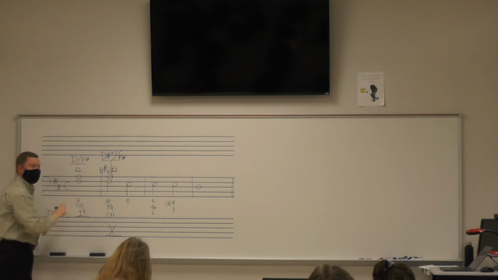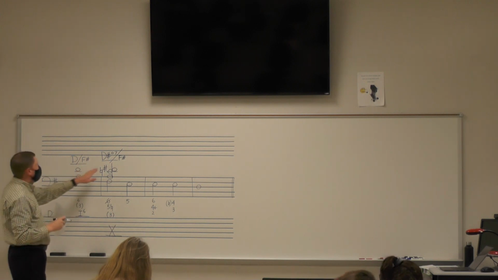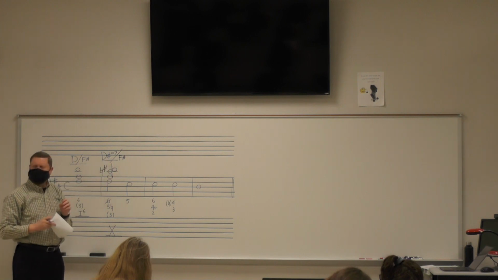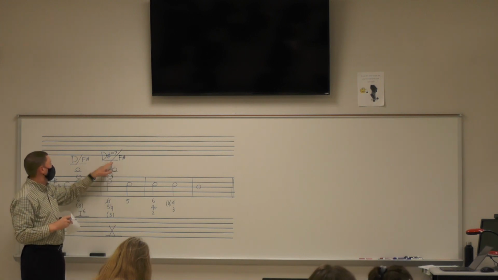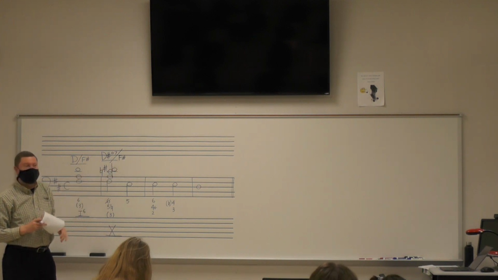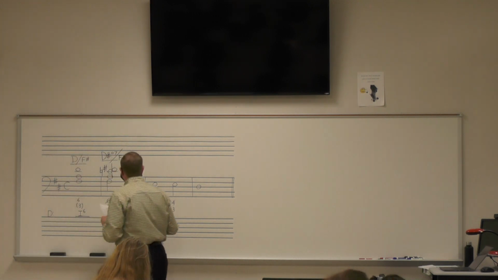Because remember, F is sharp from the key signature. If you wrote D sharp diminished 7 over F, a musician would look at that and say, that doesn't make a lot of sense, because I know F natural doesn't occur in that chord. But F sharp does occur in this chord, so that makes sense. All right. Moving right along.